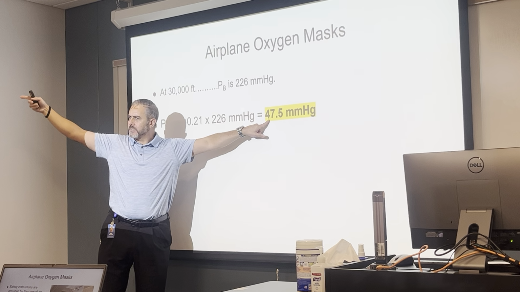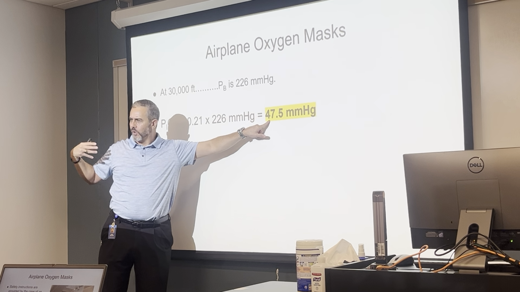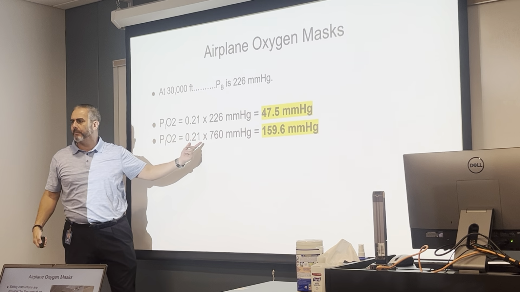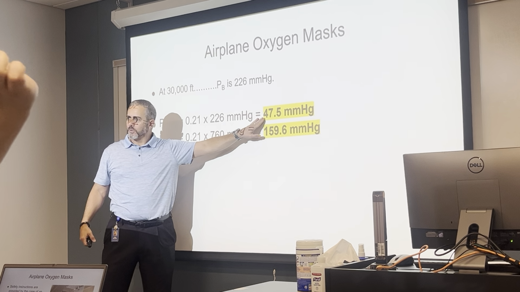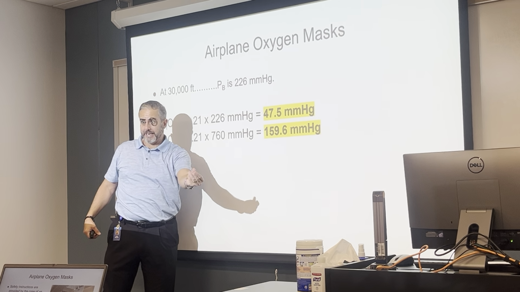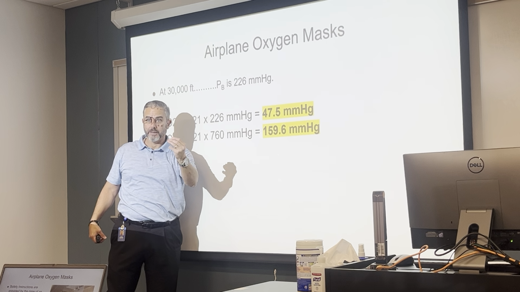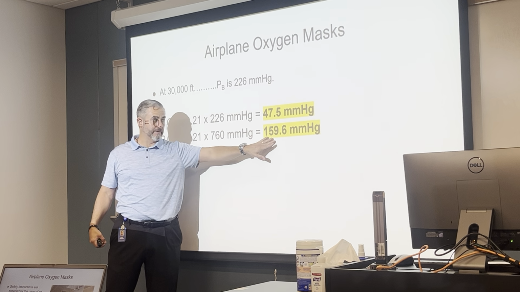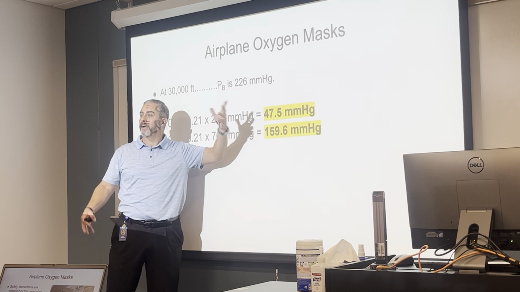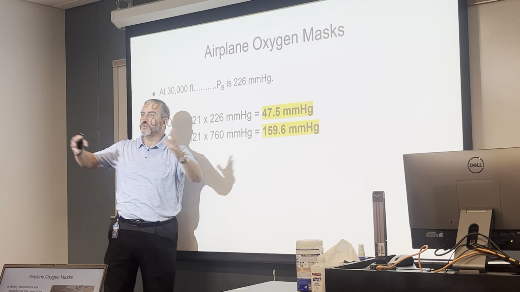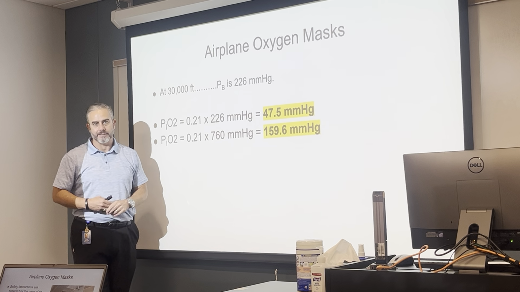When your body needs how much? 160. That number at normal barometric pressure. No wonder we pass out in a matter of seconds, right? There's not a lot of time. You're starting to breathe in, instead of breathing in this, you're breathing in that. You're going to pass out very quickly. That's why you put the mask on yourself first. Then you can help other people with their mask.